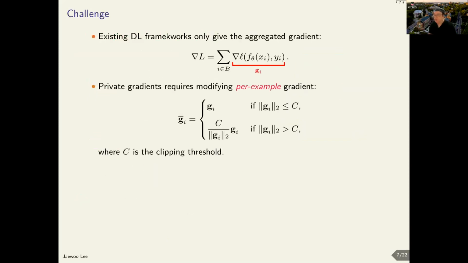Okay, so what is the challenge in implementing this gradient clipping method? As we have seen before, training a neural network under differential privacy requires accessing per example gradient and modifying the per example gradient depending on their magnitude. However, existing deep learning frameworks are tailored to the calculation of the aggregate gradient, and they don't provide an easy access to the per example gradient.